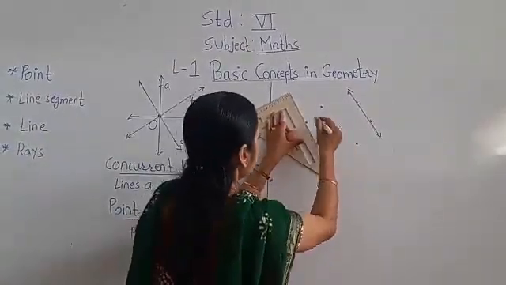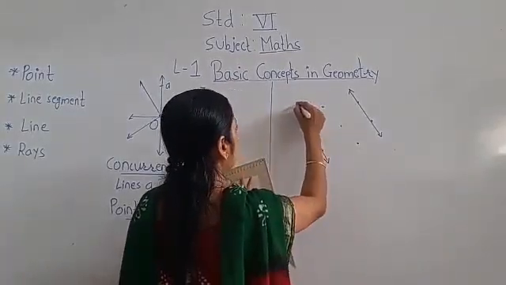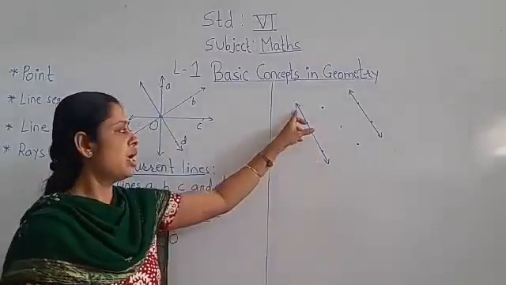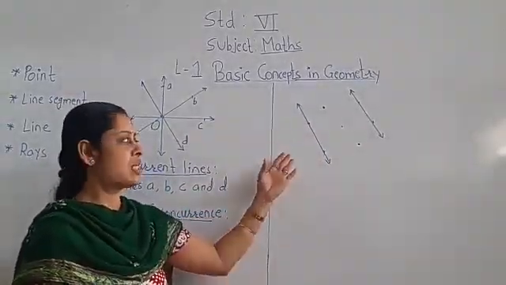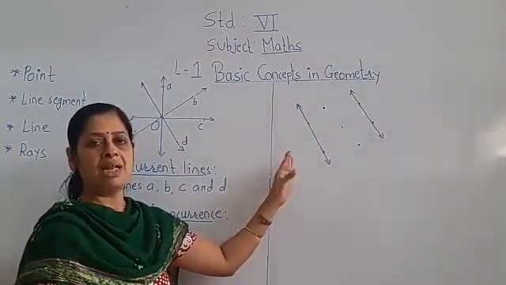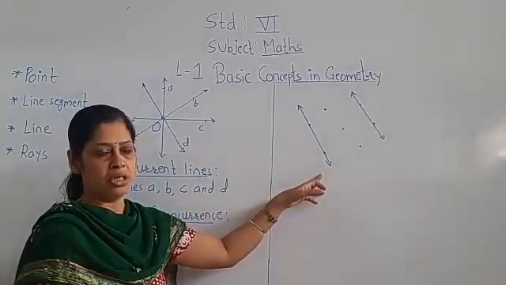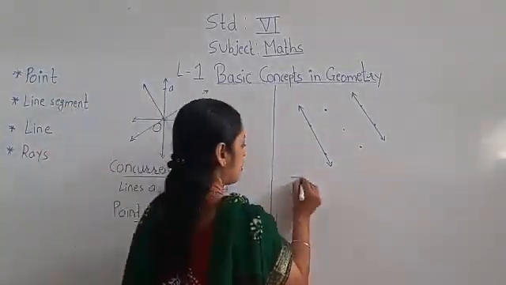We choose these 2 points and we will find that we can draw one single line through any 2 distinct points. So, what we understand by doing this activity is that one and only one line can pass through any 2 distinct points. Next concept is collinear points.